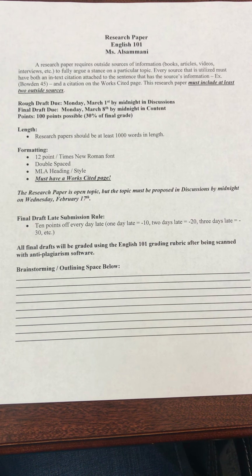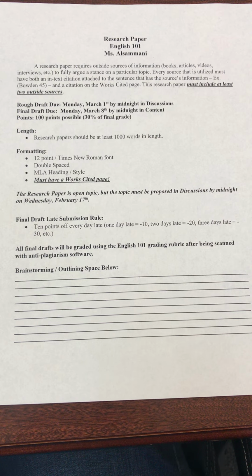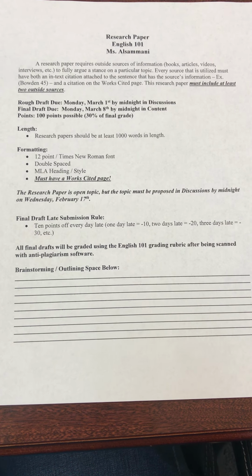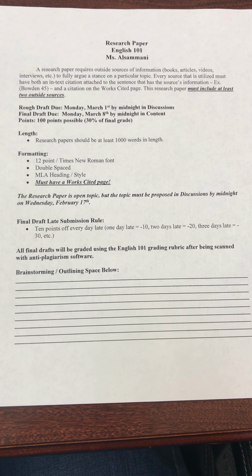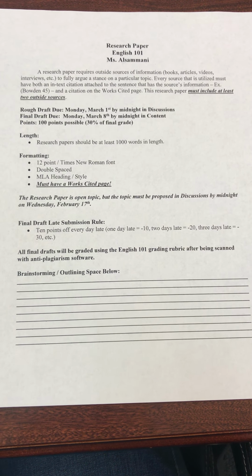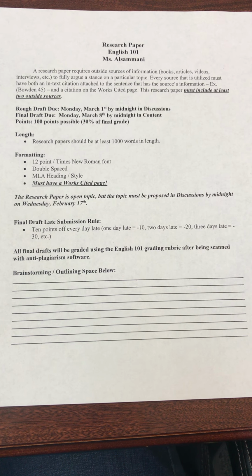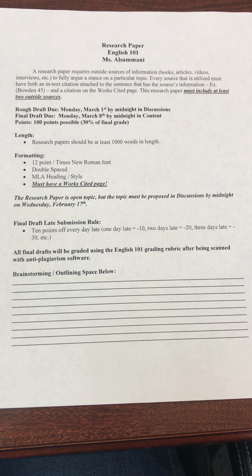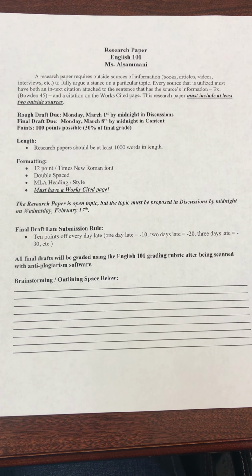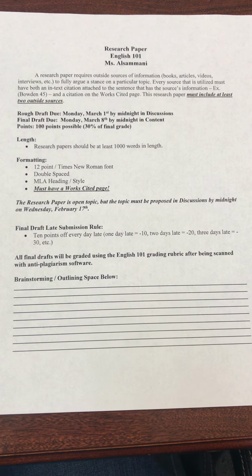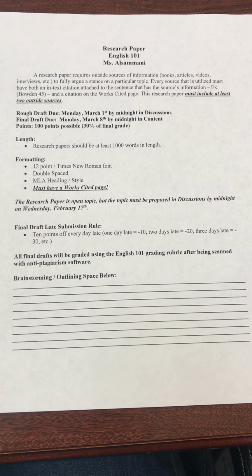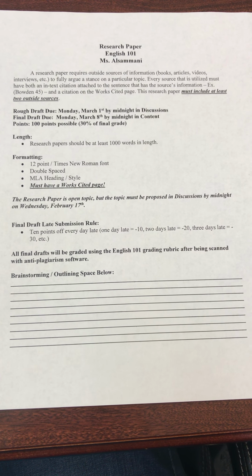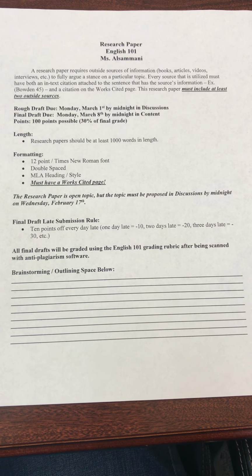The research paper should be at least 1,000 words in length, and that's a minimum, like the outside sources. If you went over 1,000 words, that's fine as well. Your works cited page does count towards the word count too, so factor that in as you're typing. The formatting is 12-point Times New Roman font, double space with MLA heading and style. I do want to emphasize that there's a good example in the Siegel textbook on page 161 that has MLA heading on it, so definitely use that as a guide. It was page 161 in the Siegel textbook.